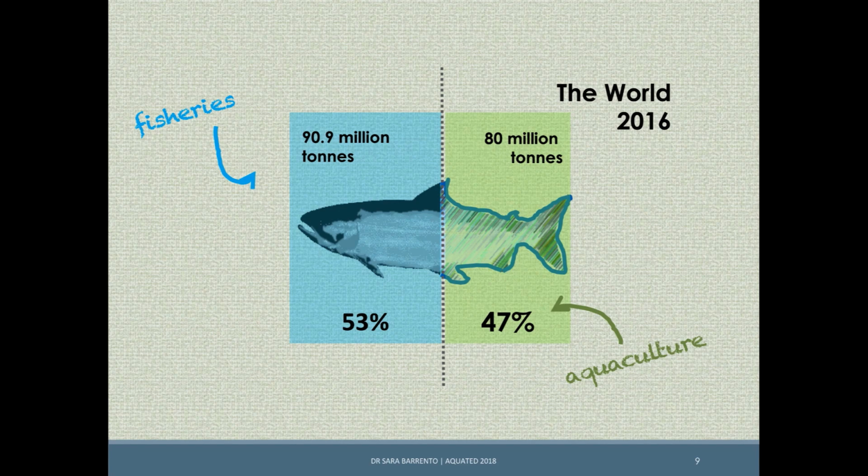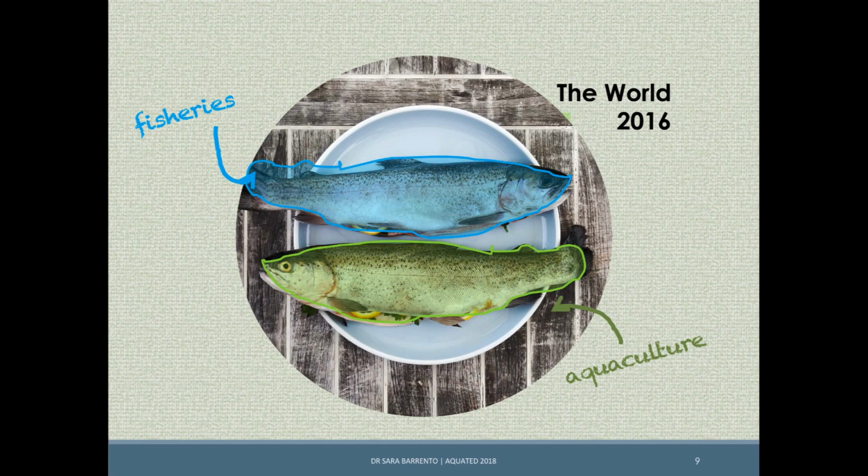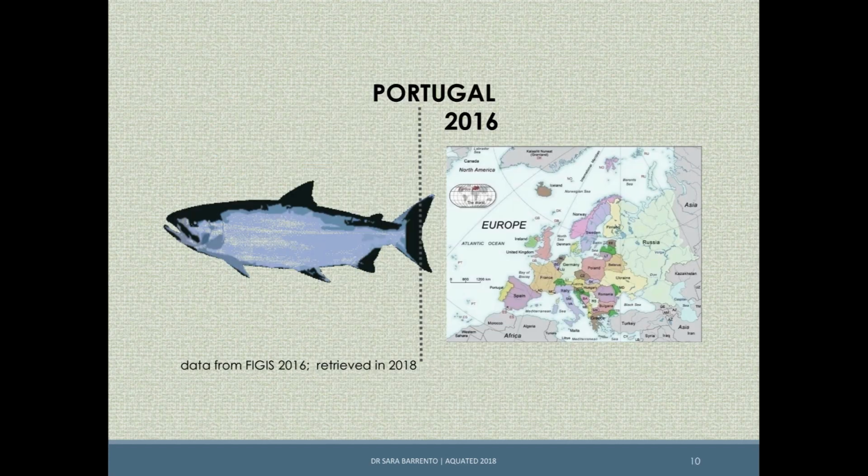But this is the world. What about the countries? Because we think of the world, if you would think that you have a fish on your plate, you would say that one comes from fisheries and the other one comes from aquaculture, and this is the type of statement that has been made. But in reality, this is the problem with an average of the entire planet, because when you think about countries, that's a different story. So let's look at Portugal.